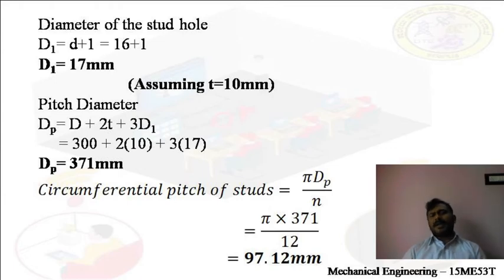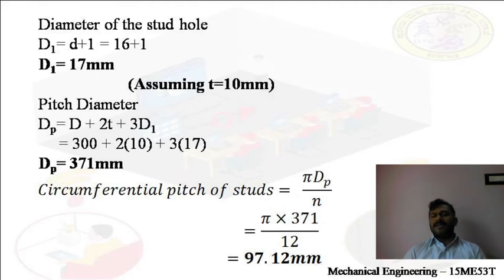But even that can be calculated by using the thickness of the cylinder wall and the thickness of the cover by using Lame's equation. But in general, we are going to assume the thickness of the cylinder wall, that is t, as 10 mm, and 3 into 17. On calculating this, you will get dP is equal to 371 mm.